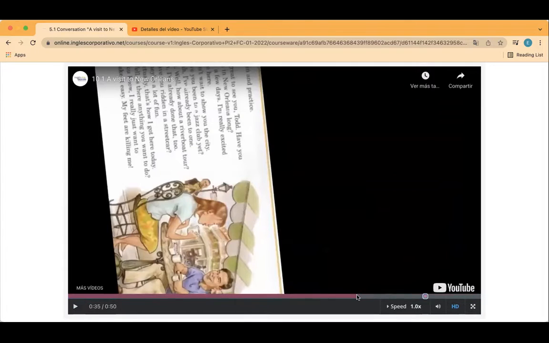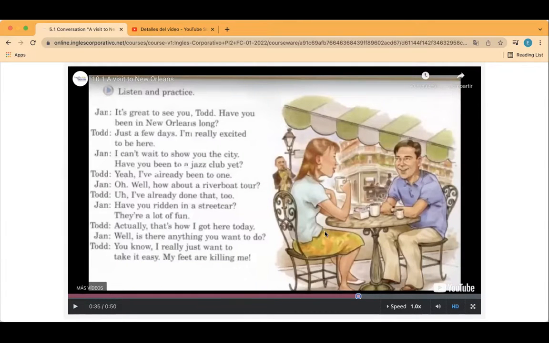Let's take a look there. First, the vocabulary. Are there any words you don't know?